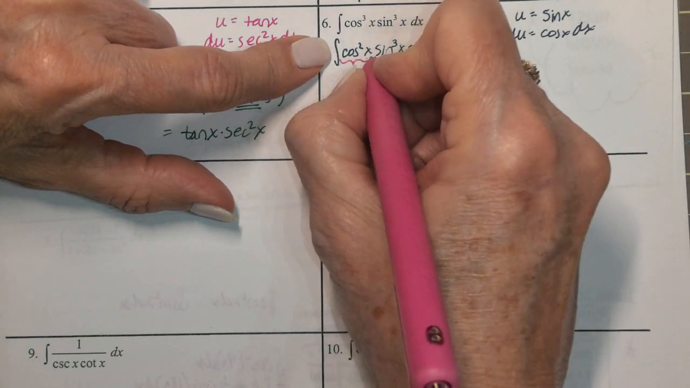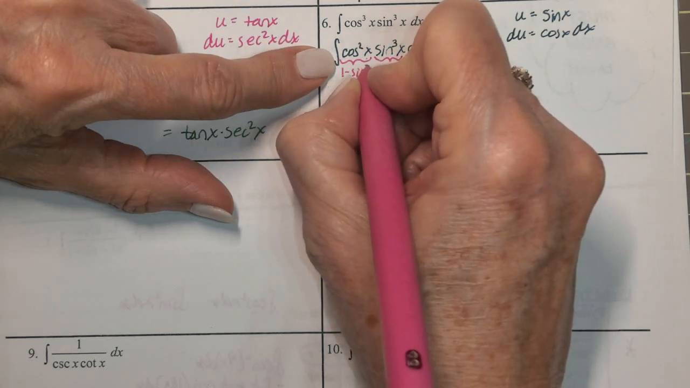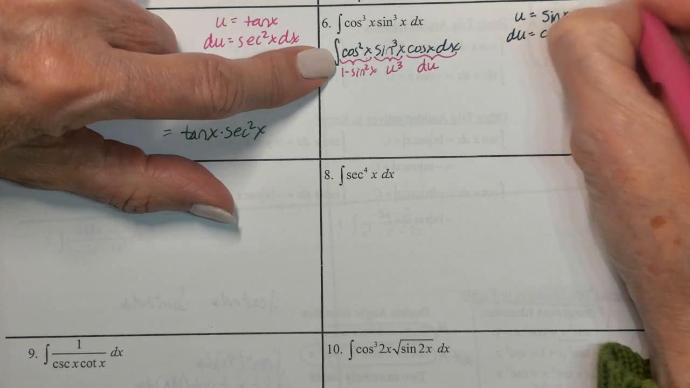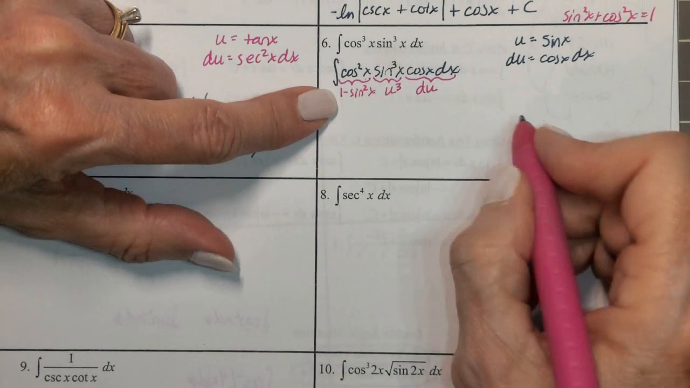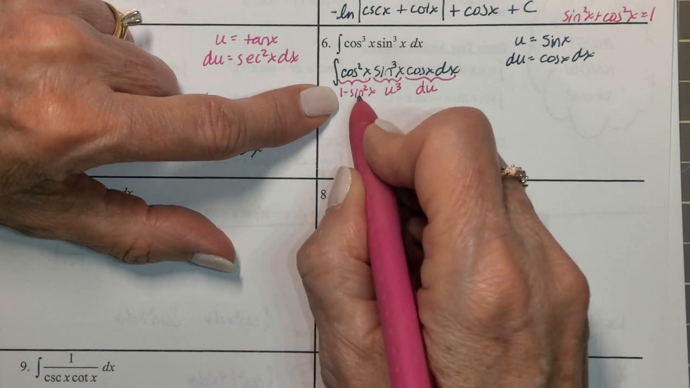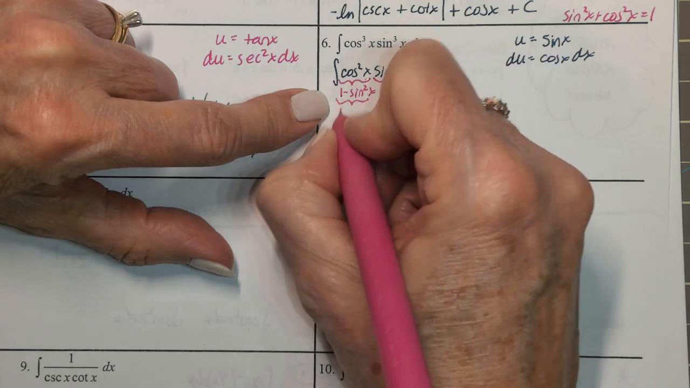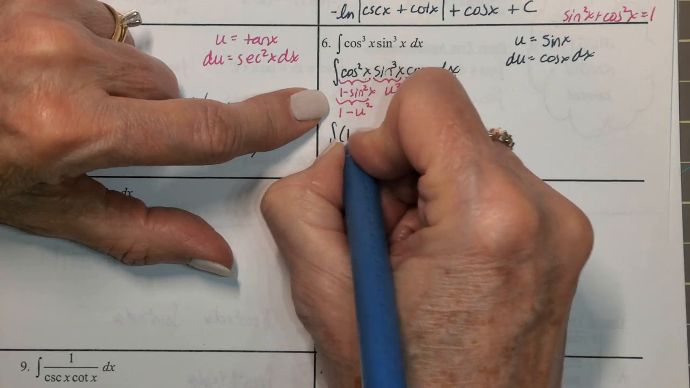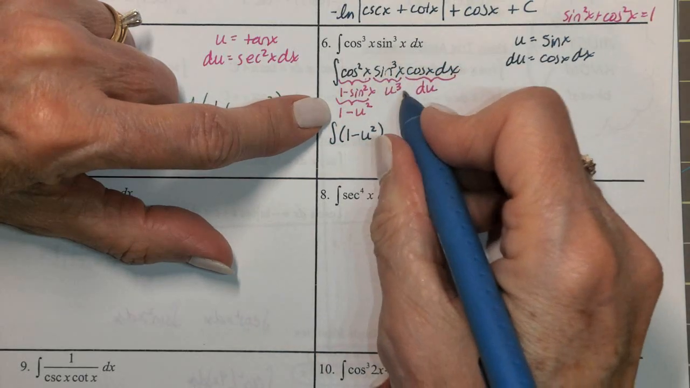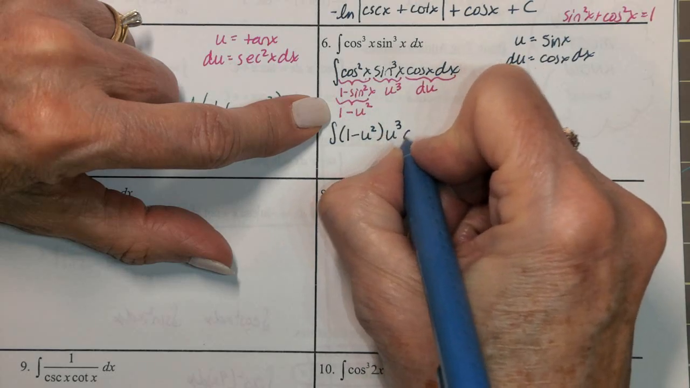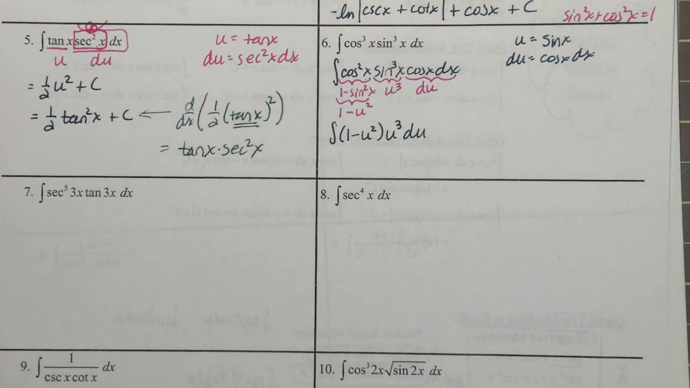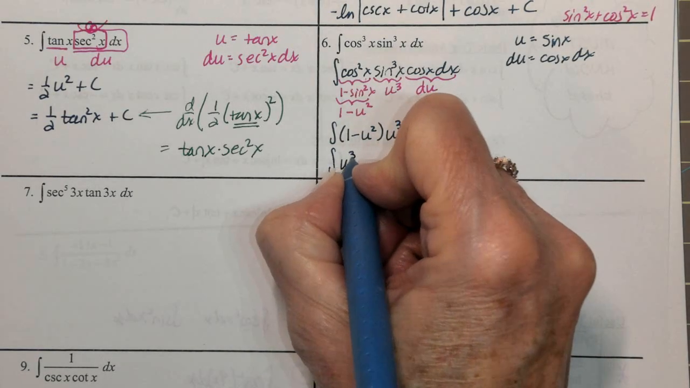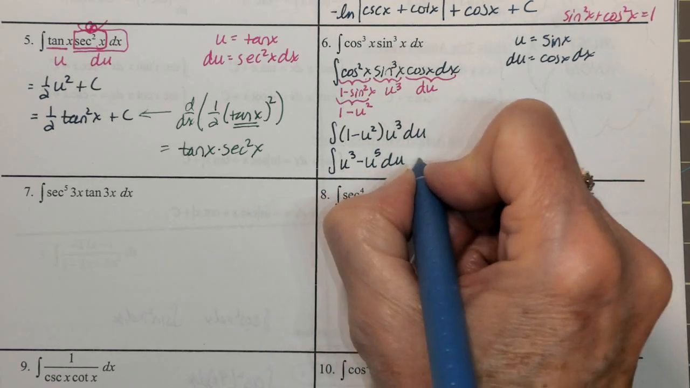Can we change this to have sines in it? Yes, we can. That is 1 minus sine squared x using the Pythagorean identity. Sine squared x plus cosine squared x is 1. Using that identity, we can do that. Now this is 1 minus u squared. So our integral has become 1 minus u squared in parentheses, because we're going to have to distribute here, u cubed du, all u's. As soon as we get all u's, now let's distribute and finish things up here. U cubed minus u to the 5th du.